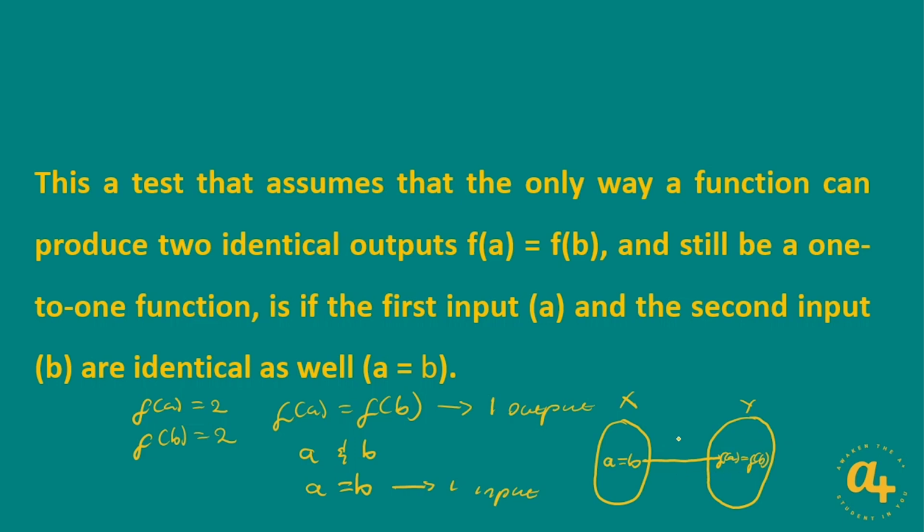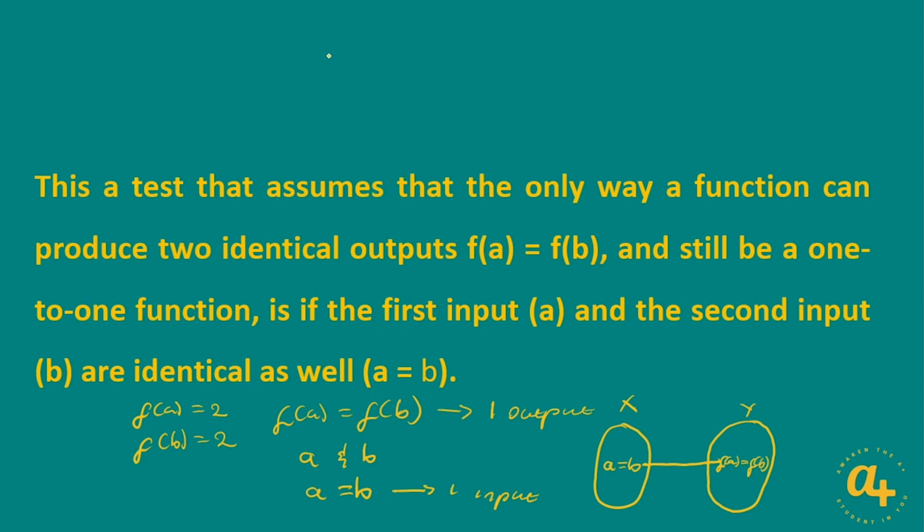This is why our test first starts by assuming, look, if you are a function and you are producing two identical outputs, or outputs that are equal to each other, the only way you can be a one-to-one function is if your first input A and your second input B are also equal to each other. Therefore, you create a situation where you can map one input in the domain to exactly one output in the range. When you have this scenario, you have basically proved that the function is one-to-one. So this is the whole purpose of the test, to ensure that we have one input mapped to exactly one output. So here's the general rule.